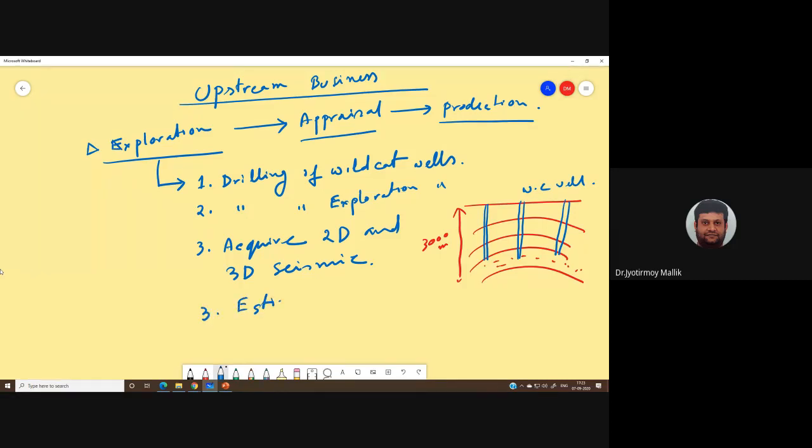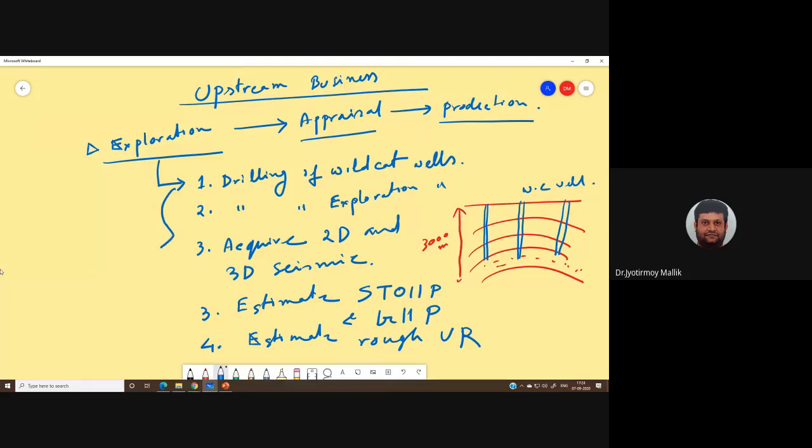And then finally, of course, estimate. Okay, so then you estimate your STOIP and GIP, okay? And then finally estimate UR. UR is ultimate recovery. Okay, so that is your job in a typical exploration phase of the business.